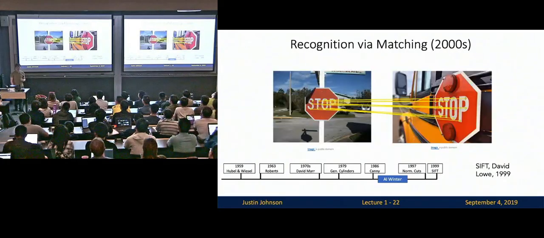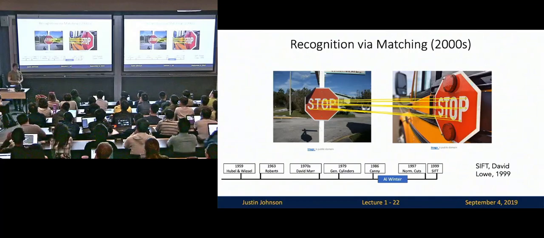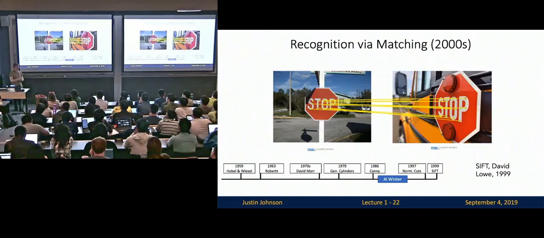Then in the 2000s, a big theme was recognition via matching. And there was a hugely famous paper called SIFT by David Lowe again in 1999 that proposed a different way of recognition via matching. So here the idea is that we would take our input image, detect little recognizable key points in different 2D positions in the image, and at each of those key points, we're going to represent its appearance using some kind of feature vector. And that feature vector is going to be a real valued vector that somehow encodes the appearance of the image at that little point in space.